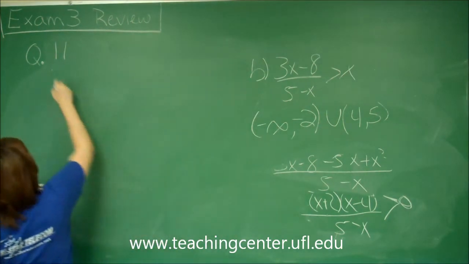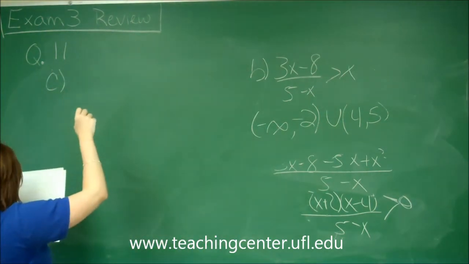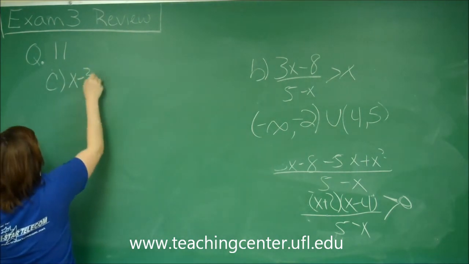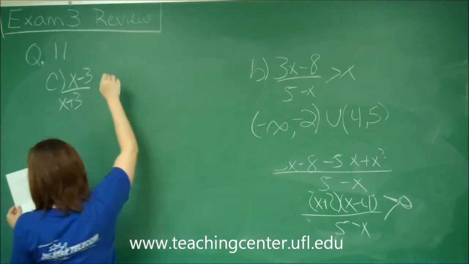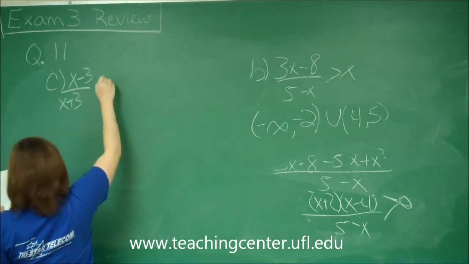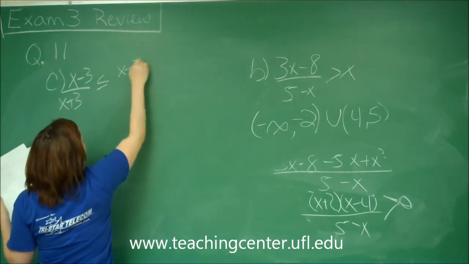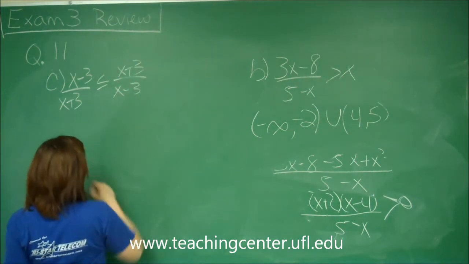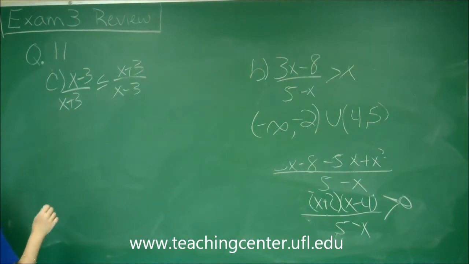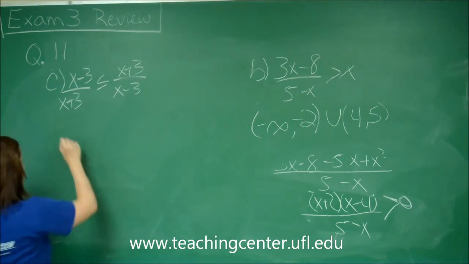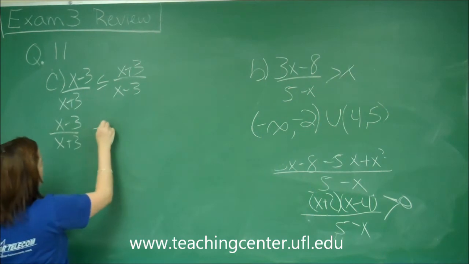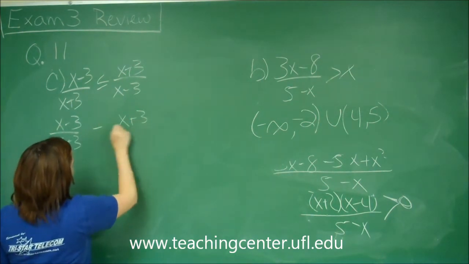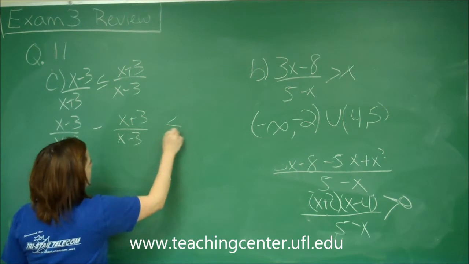In C, we've got (x - 3)/(x + 3) is, sorry, is less than or equal to (x + 3)/(x - 3). So again, we're going to bring everything to one side and find a common denominator. The common denominator is going to be (x + 3)(x - 3). So we've got (x - 3)/(x + 3) minus (x + 3)/(x - 3) has to be less than or equal to 0.